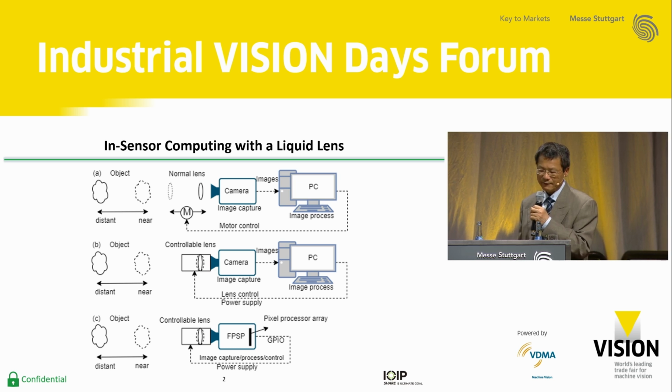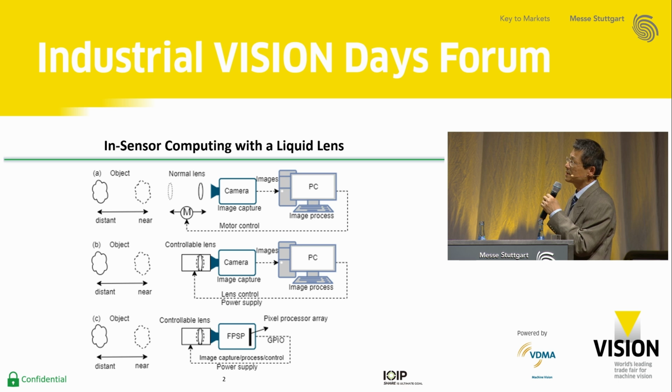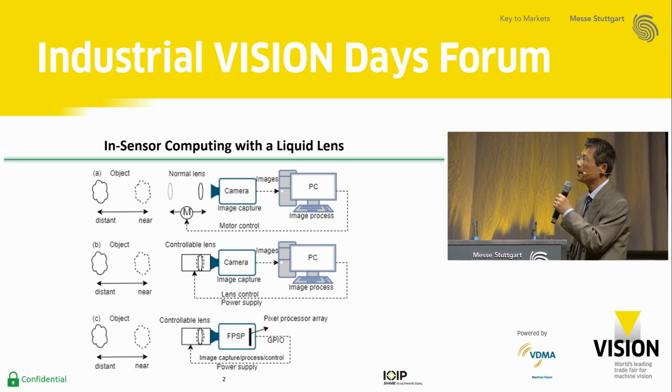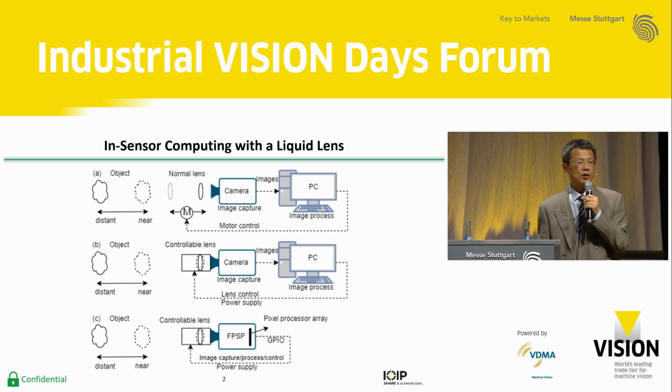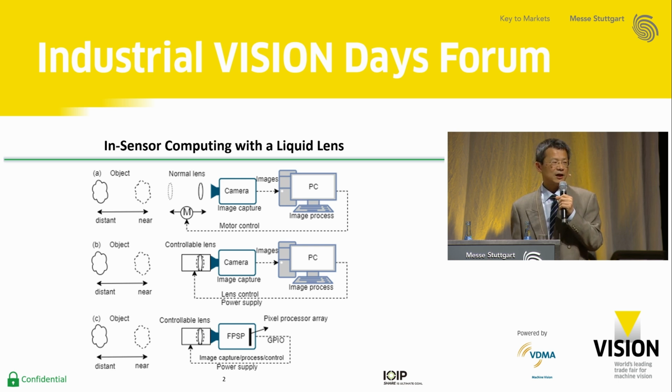Then we can have some improvement. We can use the liquid lens to replace the motor so that we still can have the focus adjustment. With this solution, we can save power, because without the motor, we use the liquid lens. The liquid lens is not a moving part. It can save power and it can have a rapid response. That is pretty good.